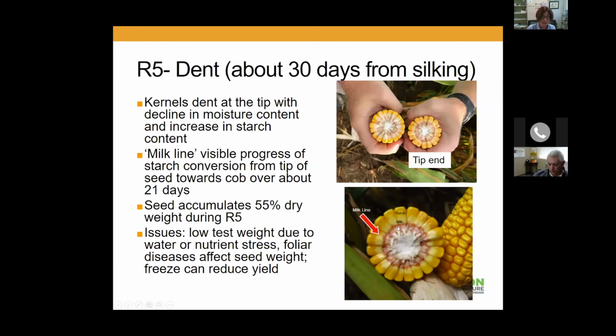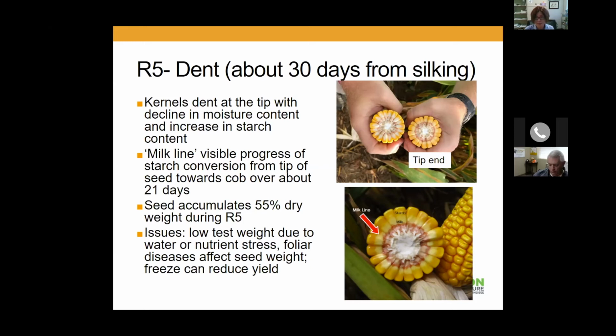So R5 is a really important stage, I think, for seed weight. And sometimes, when folks have corn that's denting, they're like, well, my corn is denting, I got a rain, I think, and my crop is made. And you're quite far along in the process, but R5 is really critical because you're accumulating over half of the dry weight during that stage, and R5 or dent will last about 30 days. So it is important to continue to irrigate if it's dry, to try to maximize that dry weight.